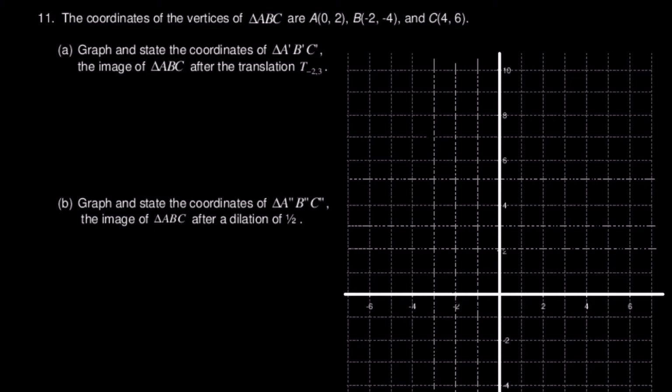So once again, I'll plot these one at a time. So A is 0, 2, right there. B is negative 2, negative 4, it's down here. And C is 4, 6. So 4, 6. This triangle will be a little bit challenging to sketch in. All right, it's kind of far apart. Let me see if I can do this somewhat neatly.